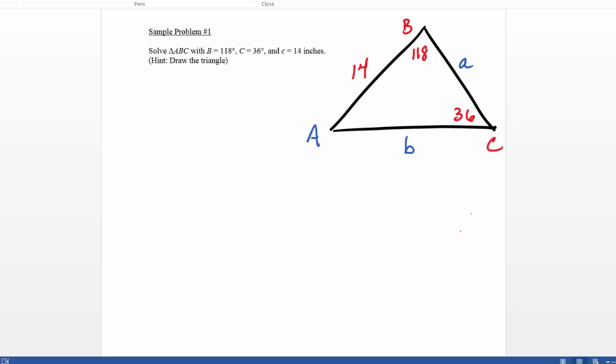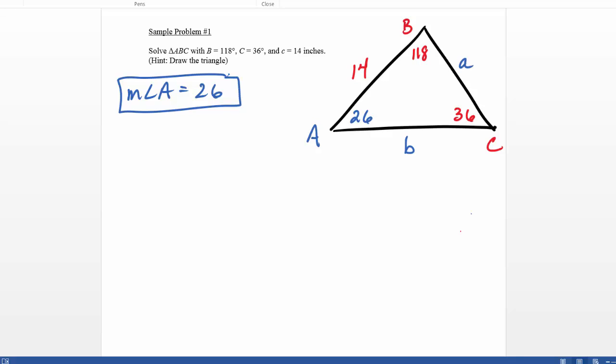Now, the very first thing I see is I have 2 angles. So the third angle ought to be very easy to come up with. If I subtract those 2 angles from 180 degrees, I will get 26 degrees for the measure of angle A. So the measure of angle A is 26 degrees. That's the first missing part that I'm dealing with. And so that should be pretty straightforward there.